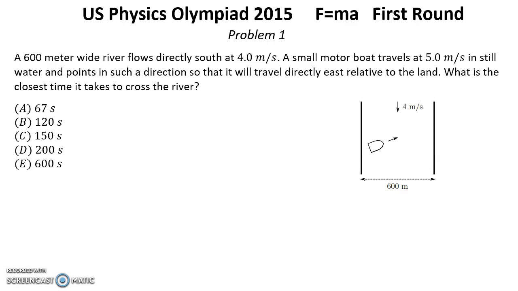US Physics Olympiad, year 2015, F equals MA. First round. This round consists of 25 problems. It was given 75 minutes for these problems.